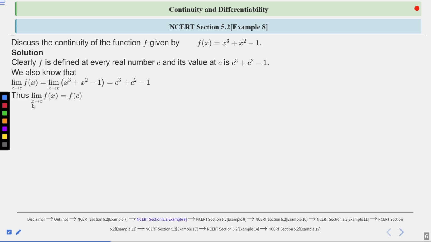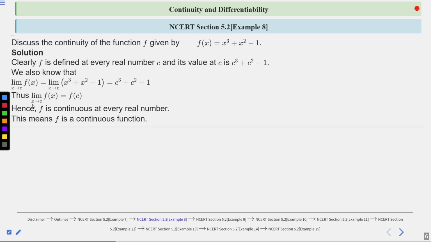Thus, we can say that the limit as x tends to c of f(x) is equal to f(c). Hence, f is continuous at every real number. Got it? This means that f is a continuous function. The function f defined by f(x) = x³ + x² − 1 is continuous at every real number. That means the function f is continuous.